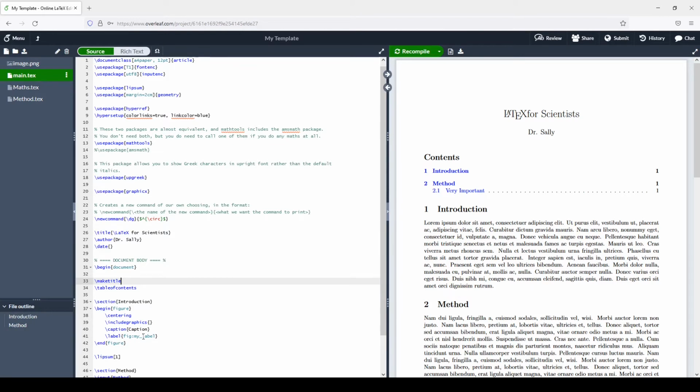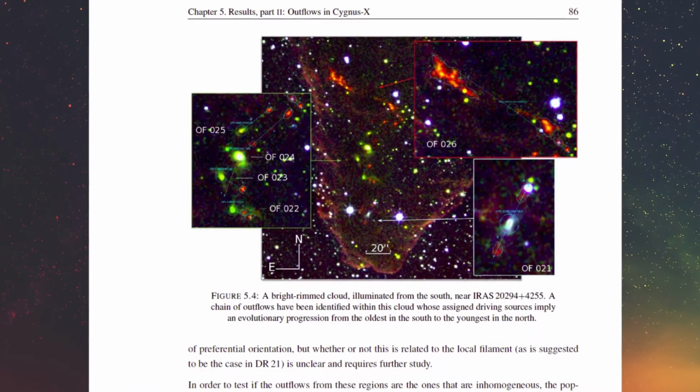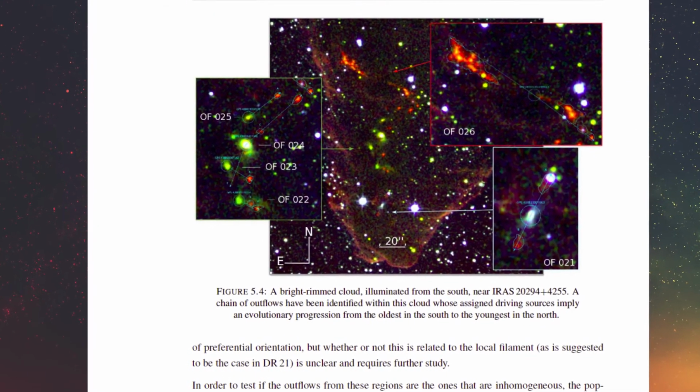First up, we have \centering. By default, images get aligned to the left, so this makes sure that the whole figure environment, including the caption, gets centered on the page or column, which looks really nice if you're writing your dissertation or thesis.